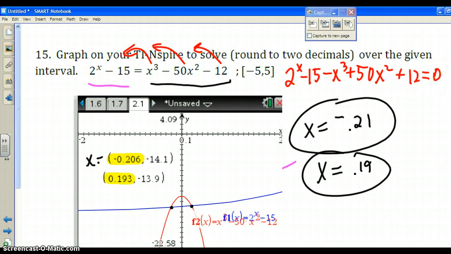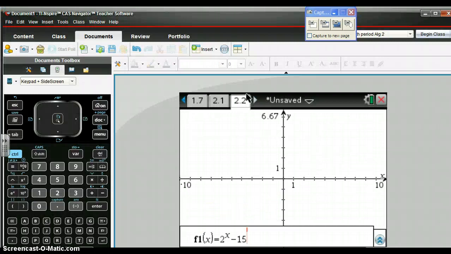Well, now we're going to have a little different method when we solve this. So let's go ahead and tack that on here. So it'd be minus x to the third plus 50x squared plus 12.